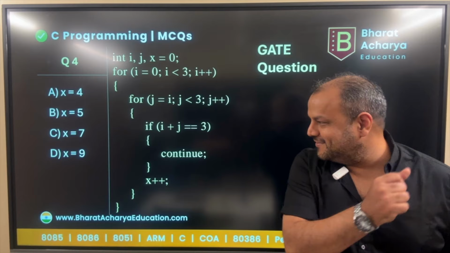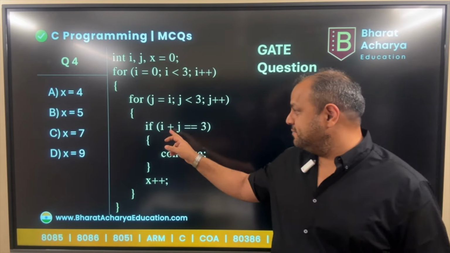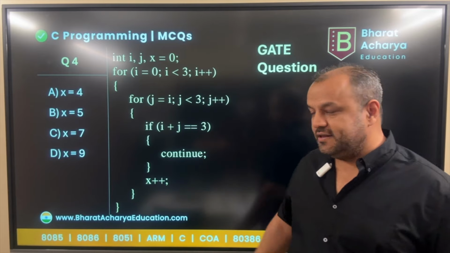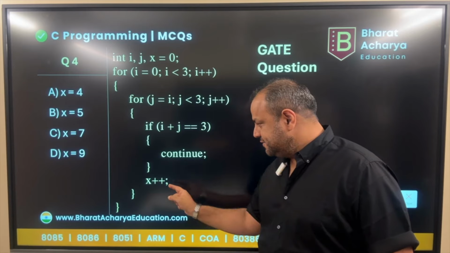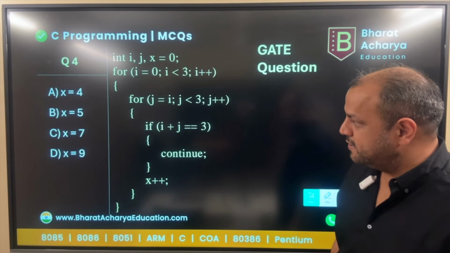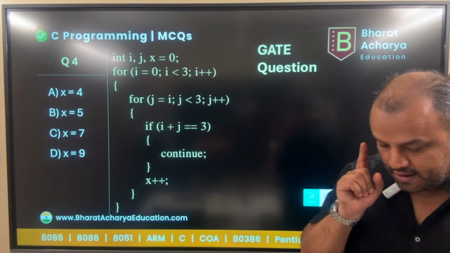Now you will answer. There is something written over here as continue. There is some condition. If this condition is satisfied, then this continue will hit. If this continue doesn't hit, X will get incremented. What is the final value of X? Pause. This is a GATE question. I want you to answer.